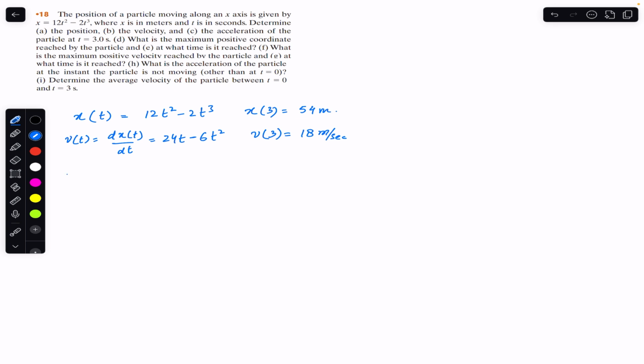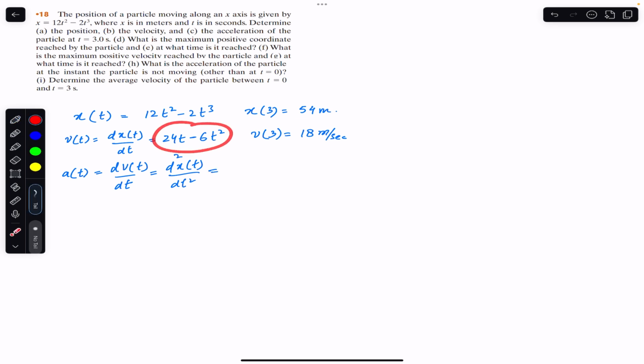And now the acceleration as a function of time will be equal to the double derivative of the x of t function, or we can say dv by dt. So we can say dv(t) divided by dt, or d squared x(t) divided by dt squared. If I take the double derivative of this equation, we will get the acceleration. So this will be 24 minus 6 into 2, 12t.